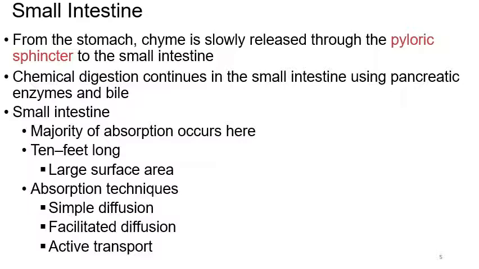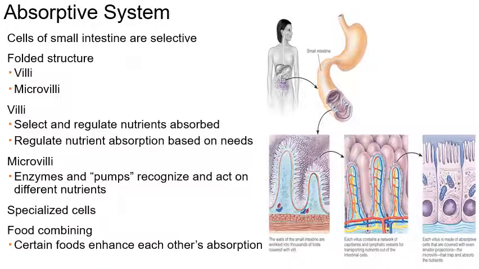The small intestine does absorption techniques such as simple diffusion, facilitated diffusion, and active transport. Absorptive system. So it's about absorbing nutrients here. Cells of the small intestine are selective. There are specialized structures, which are the villi and the microvilli. So let me explain what the villi are. If you see this red, this is the villi. The microvilli are just on top of the villi. So they're all over. You're like, why is that there?